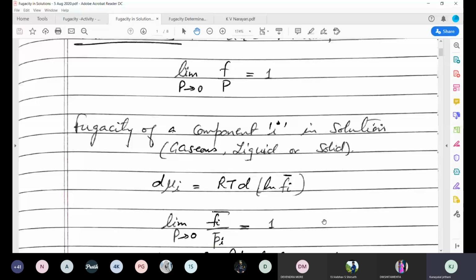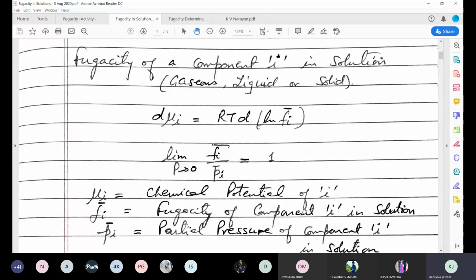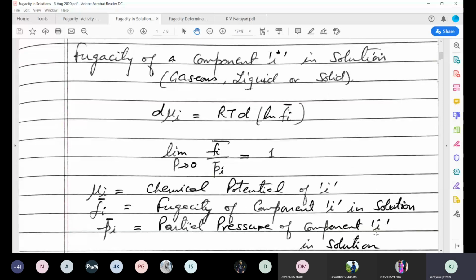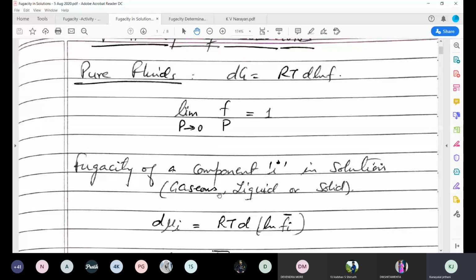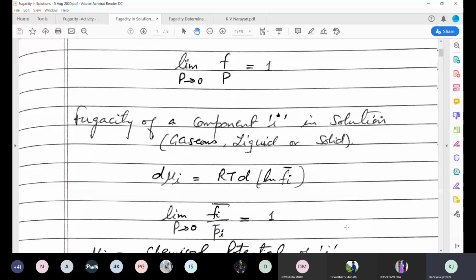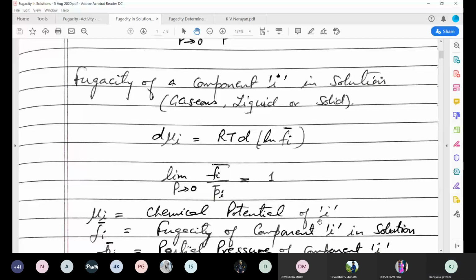So mu i is nothing but chemical potential of i. fi bar is fugacity of component i in solution, and pi bar is partial pressure of component i in solution. So that's how we define. See, we always look at defining of fugacity, then fugacity in solution. पहले pure component का define किया, like this we define. Then we define for solution along the same lines. And standard state is also defined along the same lines. Once you understand that for pure components, you can understand for solutions also.